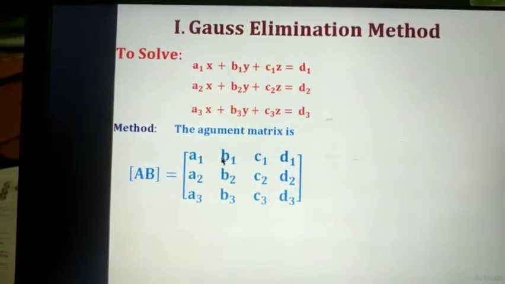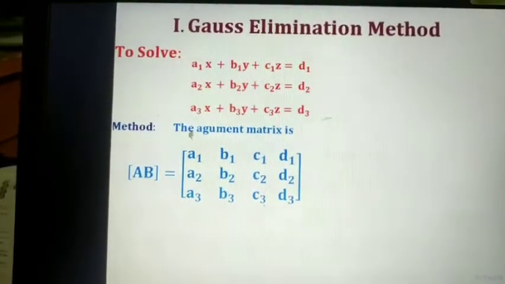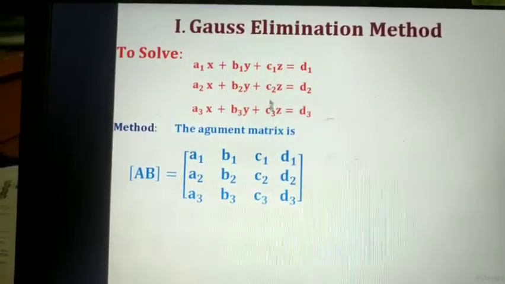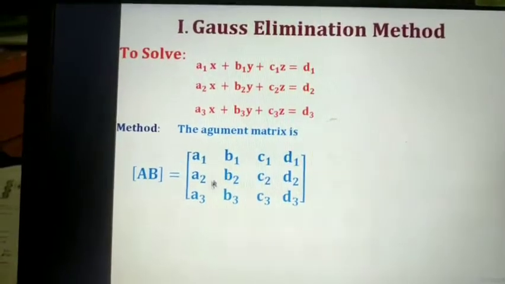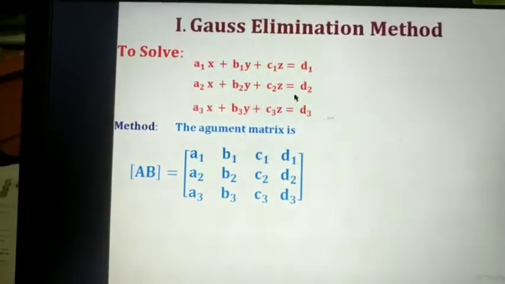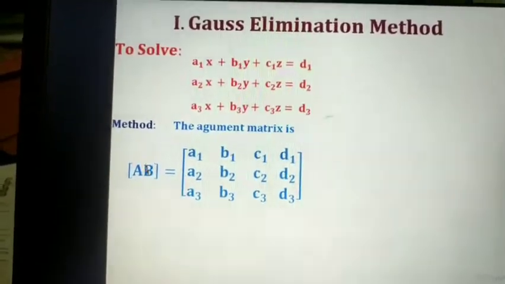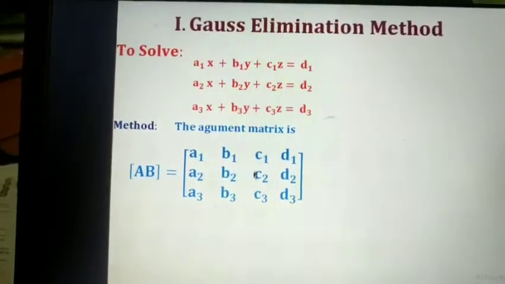A1, A2, A3, B1, B2, B3, C1, C2, C3. Observe these equations. The coefficients of x, y, z are written in the first 3 rows and 3 columns. D1, D2, D3, the attachment of B, has been written. This is the matrix AB.